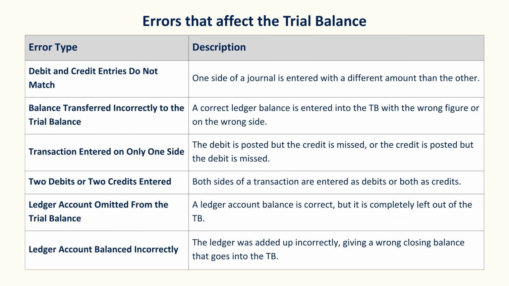There are a few types of errors that affect the trial balance. These are older, manual bookkeeping errors. Modern systems normally prevent them, but you still need to recognize them because they explain why a suspense account may appear. A suspense account is used temporarily when the trial balance doesn't balance, holding the difference until the errors are found and corrected.